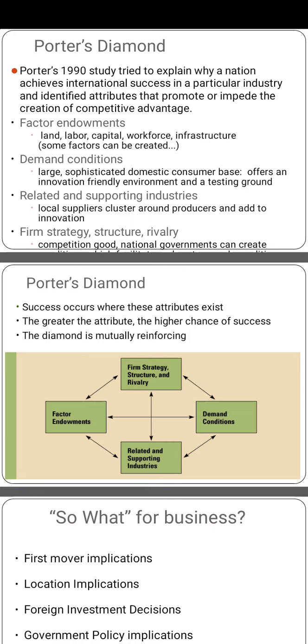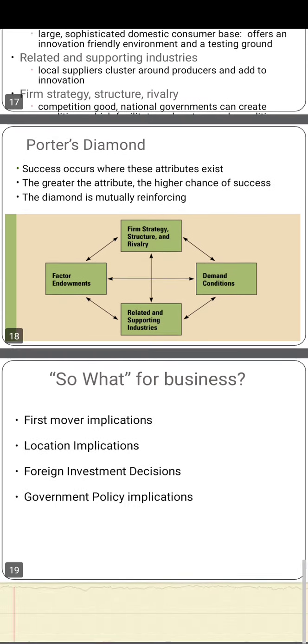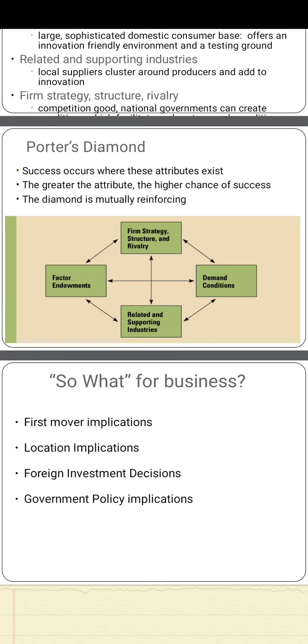The greater the attributes, the higher the chances of success. The diamond is mutually reinforcing. As you can see here, there is a model introduced by Porter as the diamond theory, where firm strategy, structure and rivalry, demand conditions, related and supporting industries, and factor endowments are interrelated to each other. So what does this mean for business? First mover implications, location implications, investment decision implications, government policy implications, all related to the trade theories of international business.